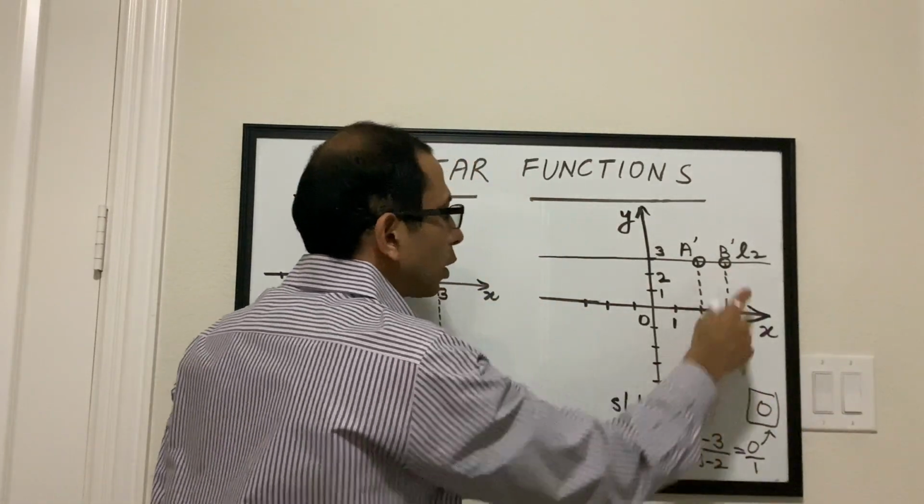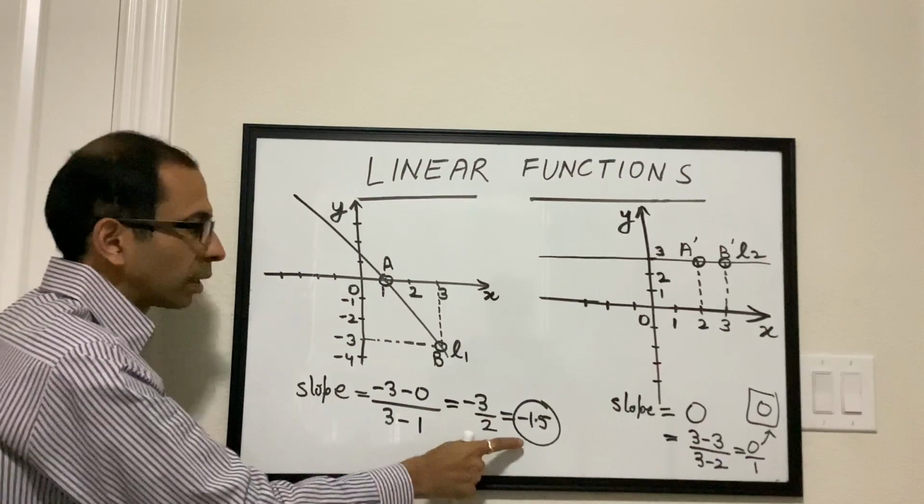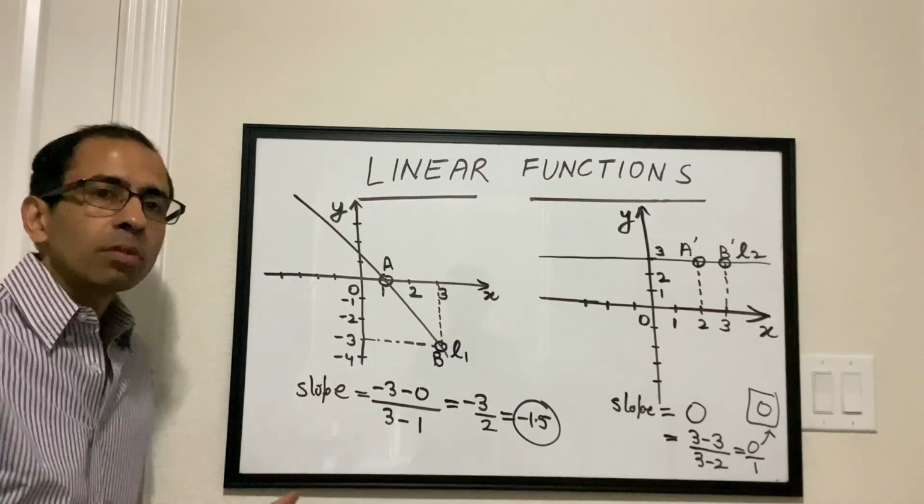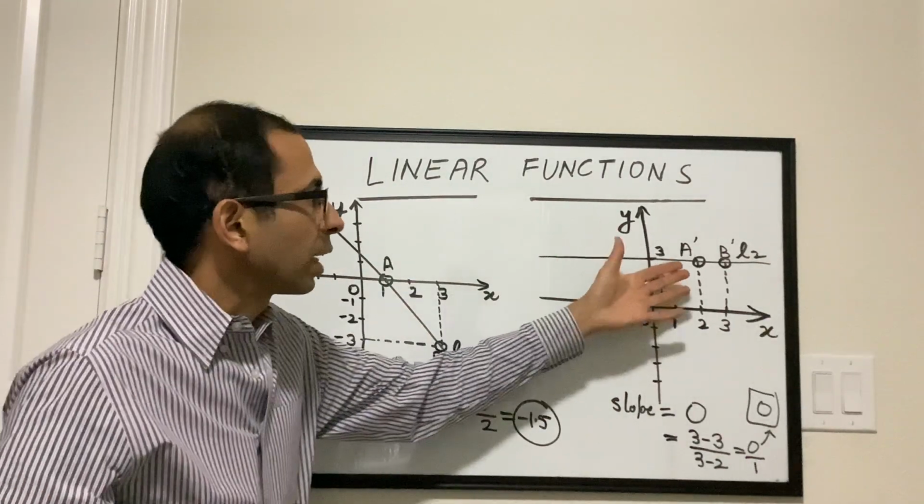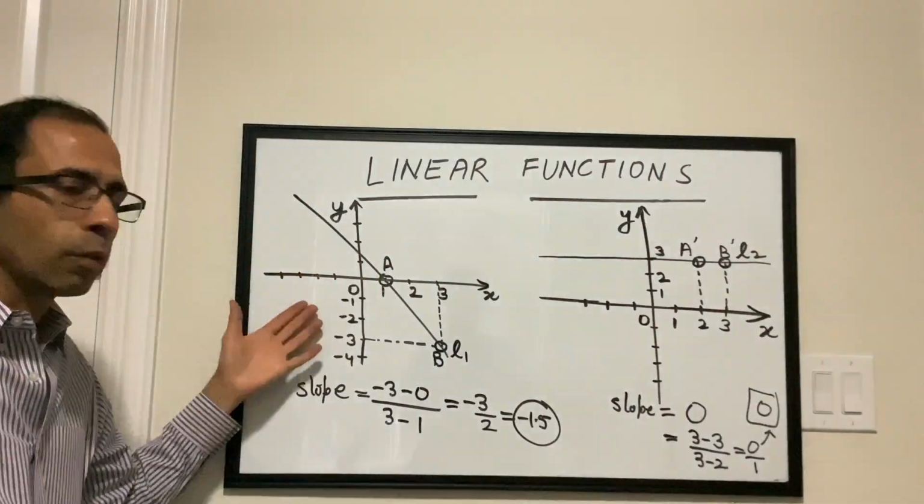So the slope of line L2 is 0 and the slope of line L1 is minus 1.5. If someone were to ask to compare, the slope of line L2 is more than the slope of line L1.